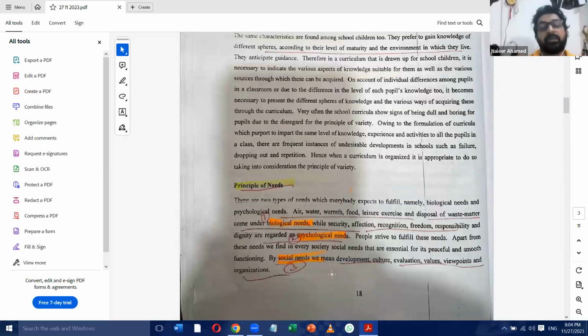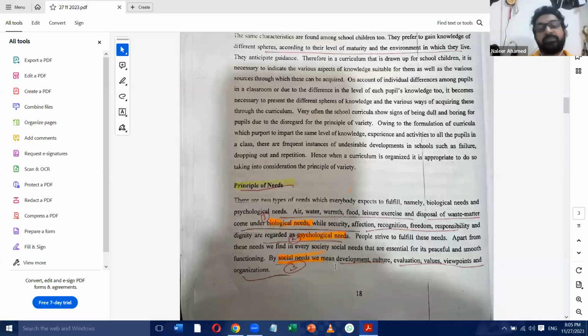Next, principle of needs. There are two types of needs which everybody expects to fulfill, namely biological needs and psychological needs. Right? You know that. Air, water, warmth, food, leisure, exercise, and disposal of waste matter come under the biological needs, while security, affection, recognition, freedom, responsibility and dignity are regarded as psychological needs, because a human being needs both. People strive to fulfill these needs.